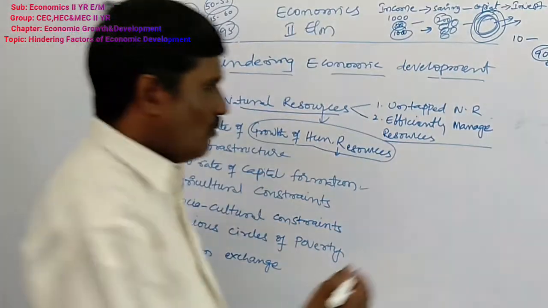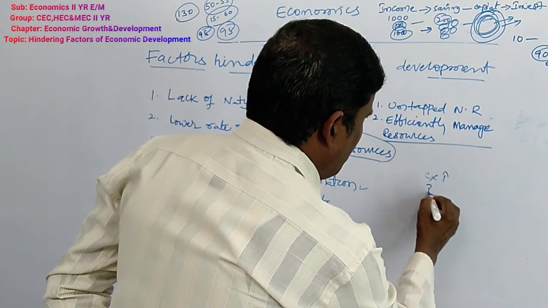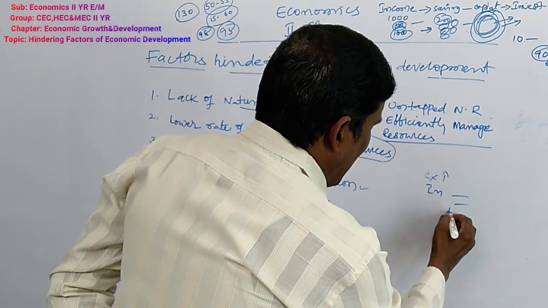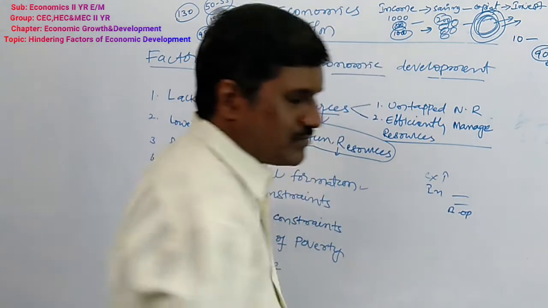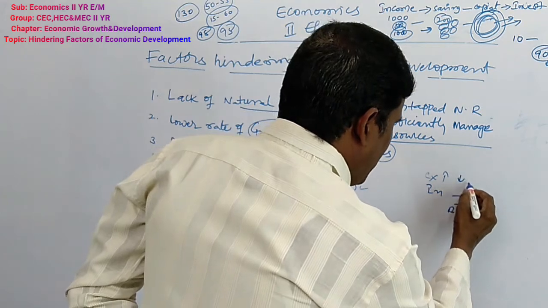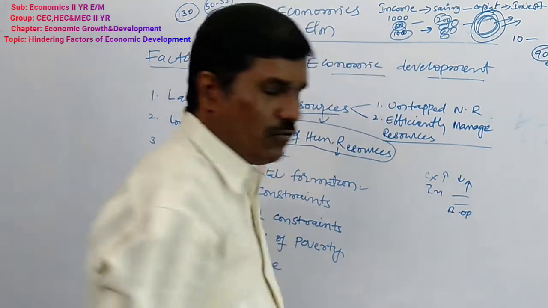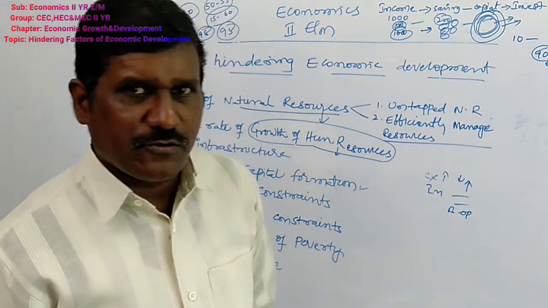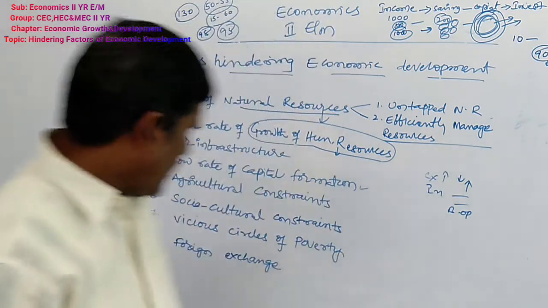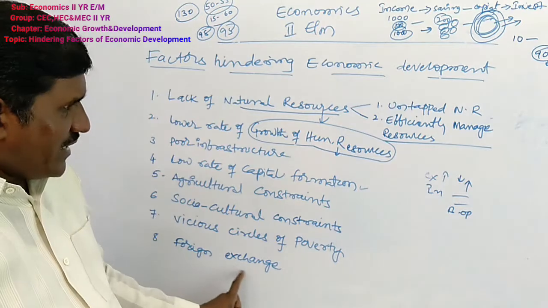Exchange means what the exports are and what the imports are. The balance is the balance of payment. But our exports are very low and imports are very high, due to which we are in a balance of payment deficit. So this is also one of the hindering factors of economic development. This is foreign exchange.